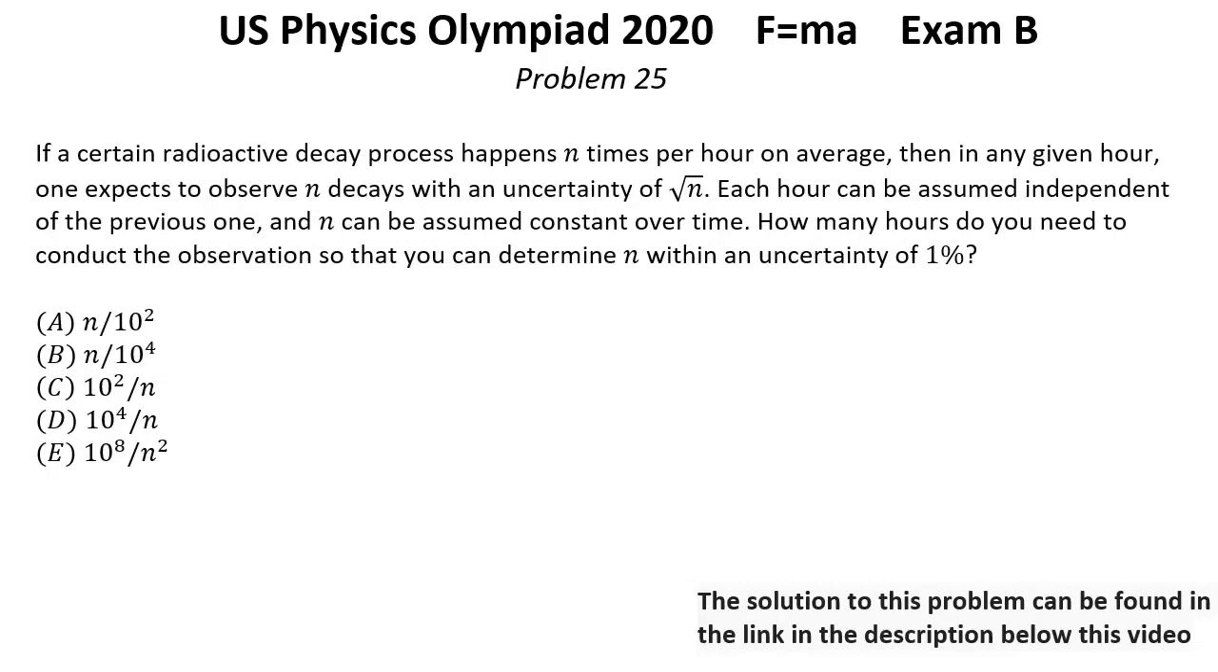Problem number 25. If a certain radioactive decay process happens n times per hour on average, then in any given hour, one expects to observe n decays with an uncertainty of square root of n. Each hour can be assumed independent of the previous one, and n can be assumed constant over time. How many hours do you need to conduct the observation so that you can determine n within an uncertainty of 1%?